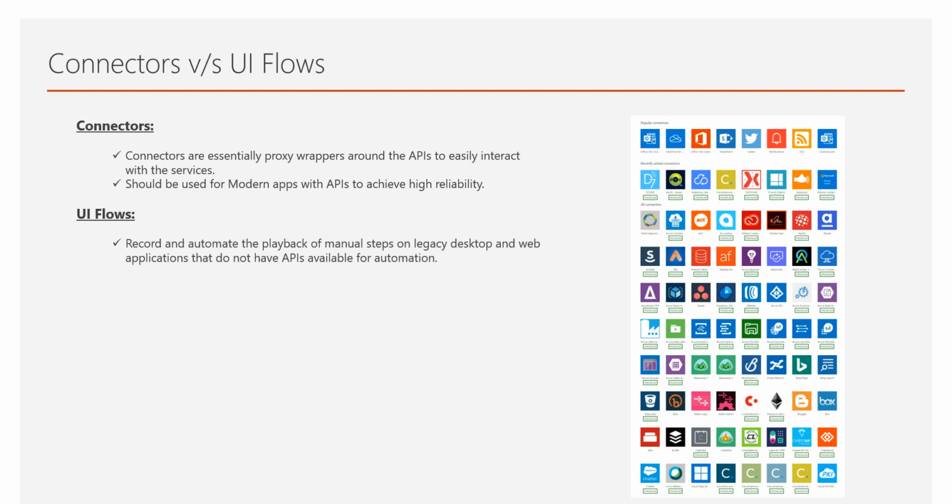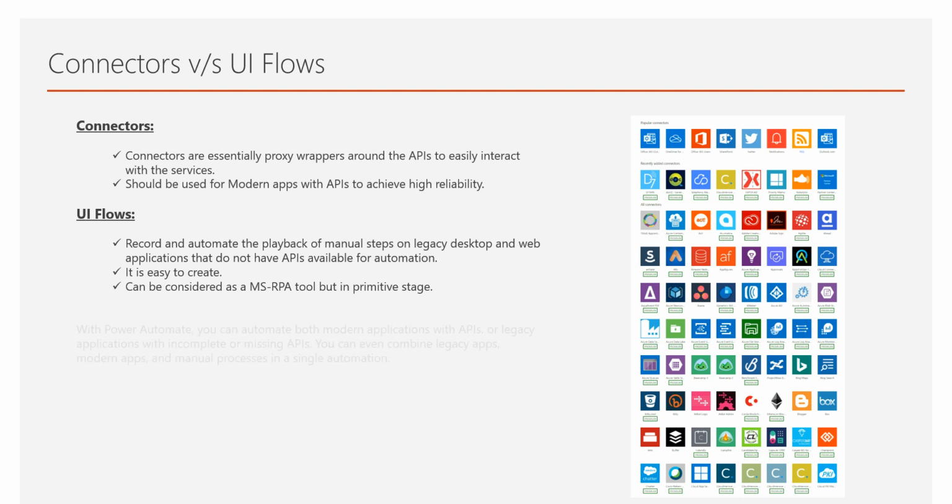UI flows. Using UI flows, you can record and automate the playback of manual steps on legacy desktop and web applications which do not have APIs. It is easy to create, and you can consider UI flow as a Microsoft RPA tool but in primitive stage.